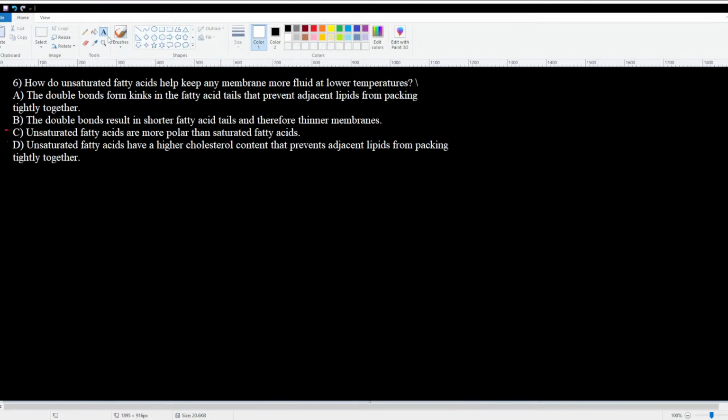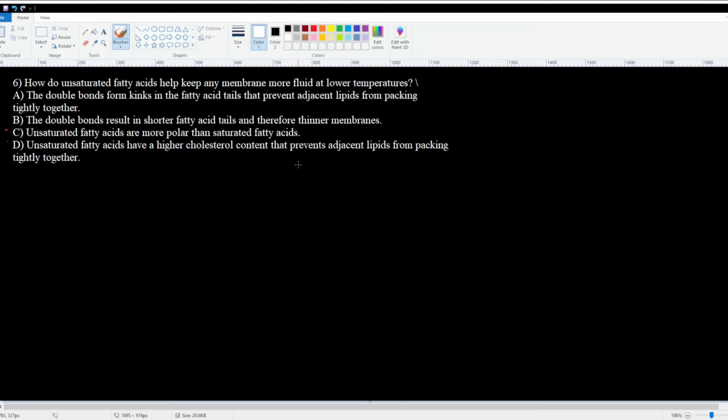So, number 6 is asking, how do unsaturated fatty acids help keep any membrane more fluid at lower temperatures? So, A, double bonds form kinks in the fatty acid tails that prevent adjacent lipids from packing together tightly. B, the double bonds result in shorter fatty acid tails, therefore thinner membranes. C, unsaturated fatty acids are more polar than saturated fatty acids. And D, unsaturated fatty acids have a higher cholesterol content that prevents adjacent lipids from packing together tightly.